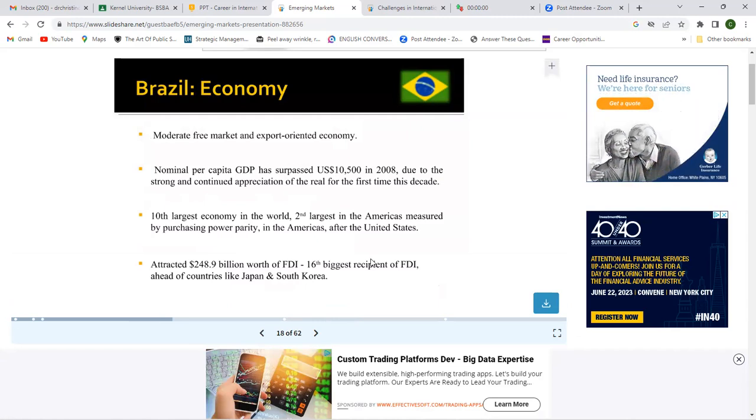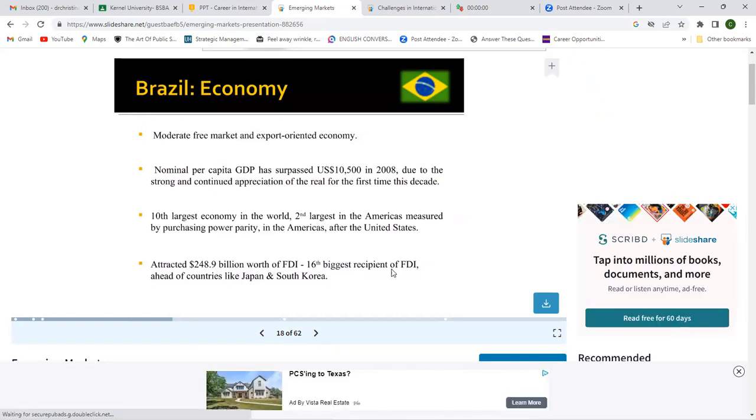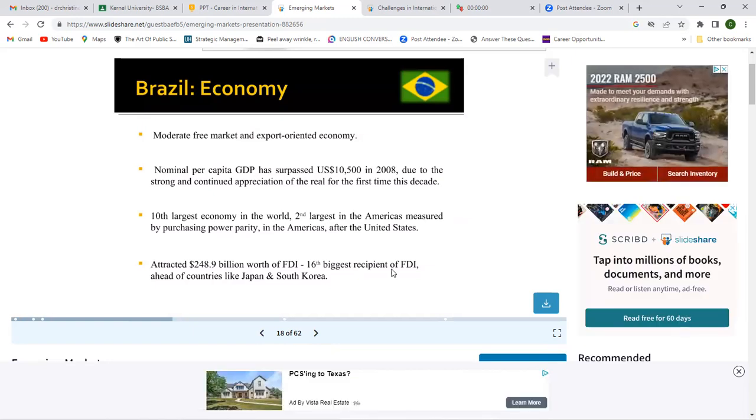Per capita GDP surpassed US$10,500 in 2008 due to the strong and continued appreciation of the real for the first time in the decade. It moved from the 10th largest economy in the world to the second largest in the Americas, measured by purchasing power parity, after the United States. It attracted $248.9 billion worth of FDI, the 16th biggest recipient of FDI, ahead of countries like Japan and South Korea.